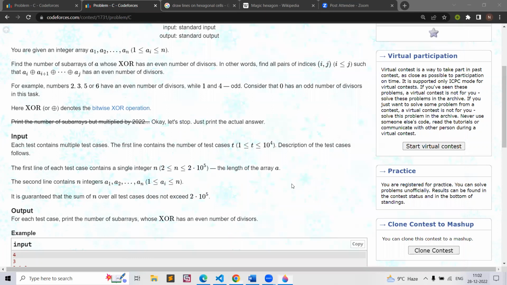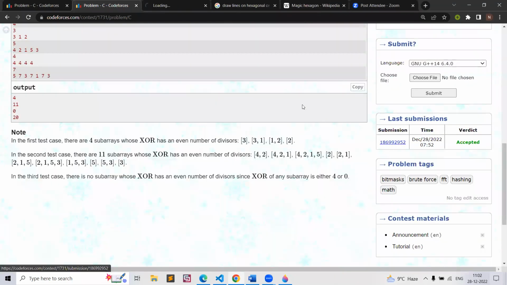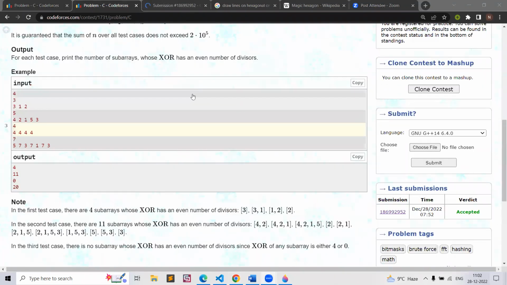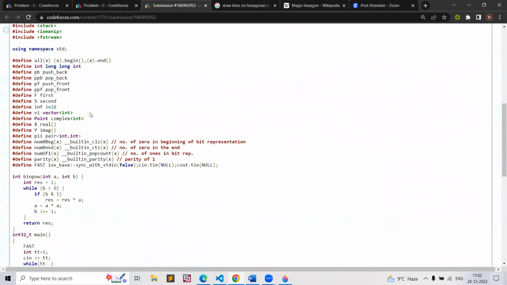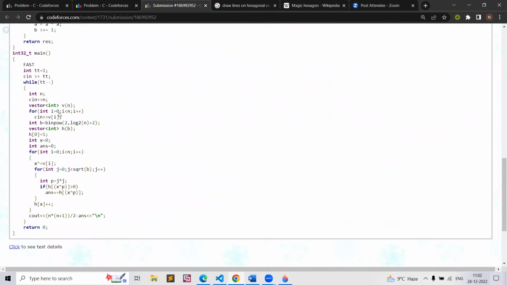Now coming on to the code. So this is the code. In this, first I have declared a variable b so that all the bits in it should be 1. So I am ensuring that till n all the bits should be 1.